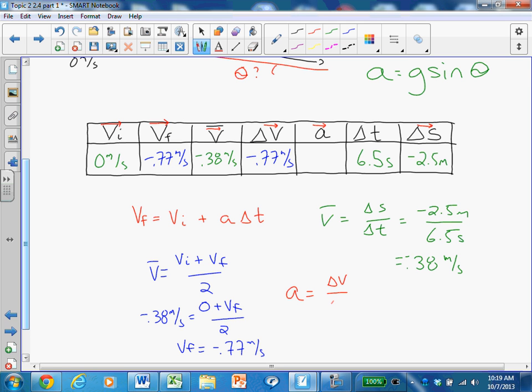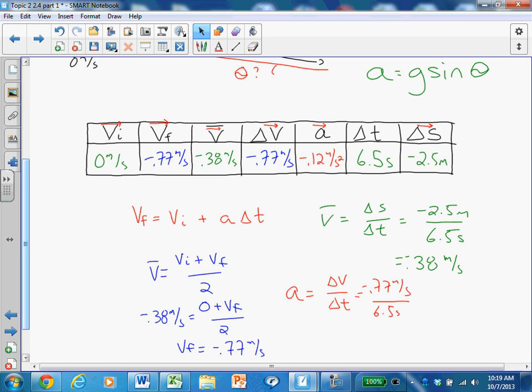Delta V over delta T, minus 0.77 meters per second over 6.5 seconds. Minus 0.12 meters per second squared. Of course, this is assuming frictionless conditions.